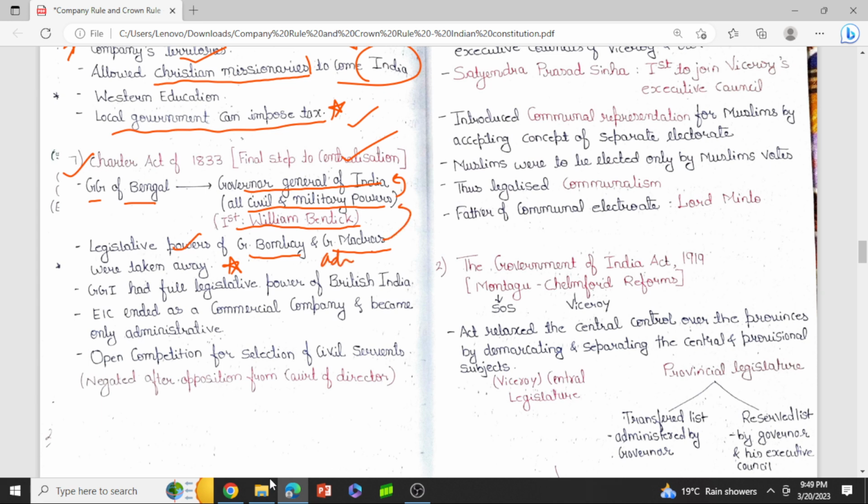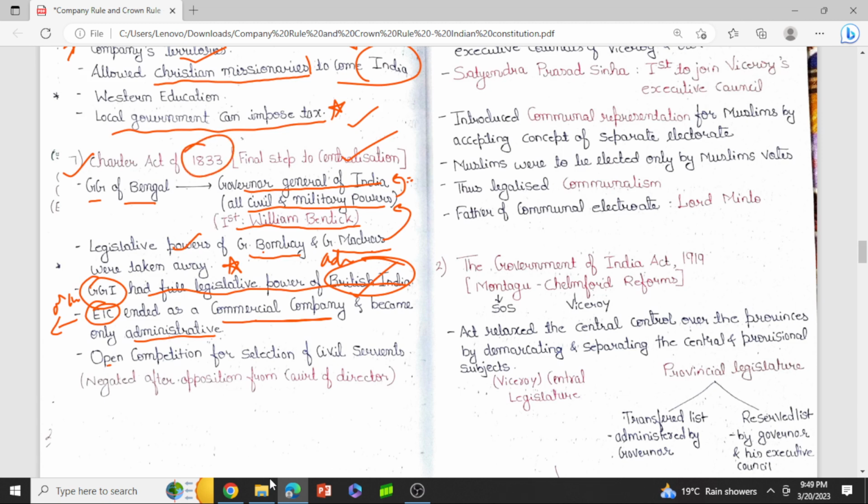So all the legislative powers were given to Governor General of India, and Bombay and Madras were under the control of Governor General of India. So Governor General of India had full legislative power for British India. Since India was under the control of the British, it was called British India. East India Company's complete administrative and political powers were taken up, and it ended as a commercial company, dealing only with administration. So political and legislative powers were completely taken up.